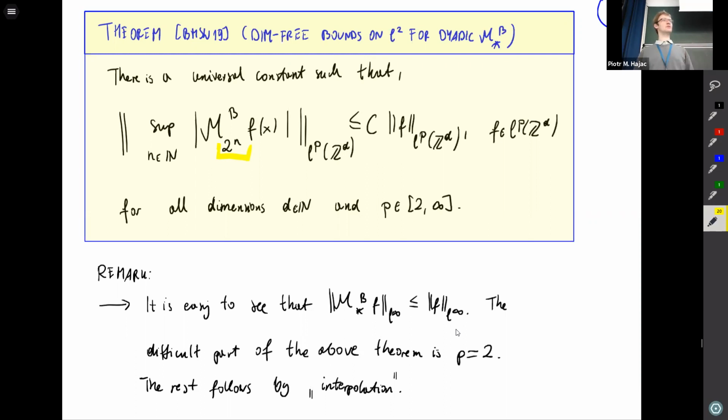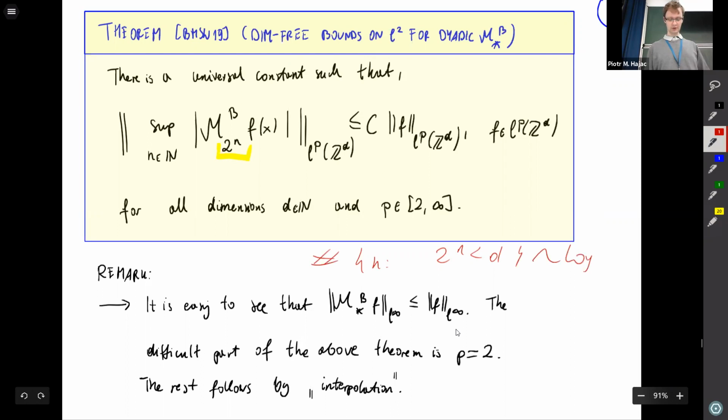So this is already not obvious because the number, for example, of n's that satisfy 2 to the n less than d is about the log of d. So it grows with the dimension. So it is not obvious that this result is true. And actually, to prove it, you have to really make quite an effort. But still, we do not know how to prove the general case of the full maximal function.